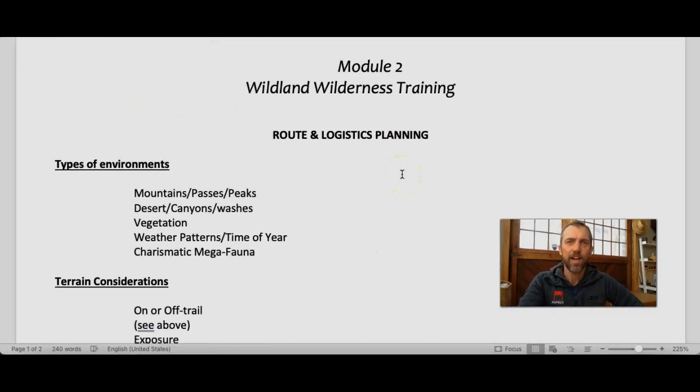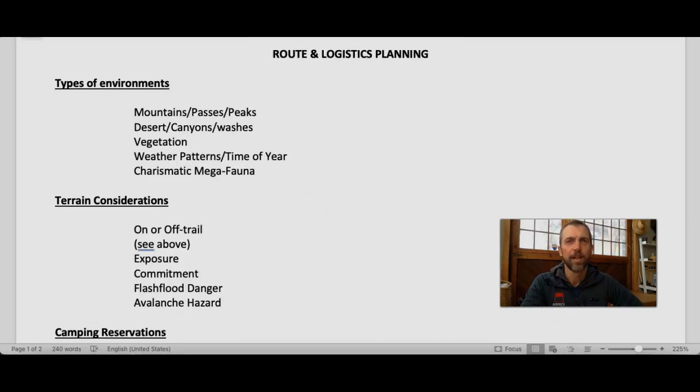Starting off with our types of environments, each of these types of areas will necessitate a little bit of custom planning when it comes to the trips that we're running. Like we talked about in the previous module, sometimes the location is going to be dictated by where we, the expedition leader, want to go. More often than not, especially in a commercial sense, in a guiding sense, oftentimes what you have are groups of clients, participants who want to head out in a particular area.